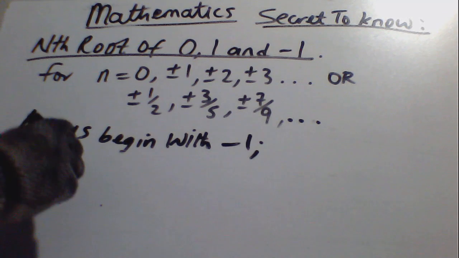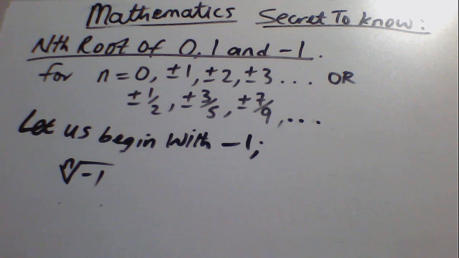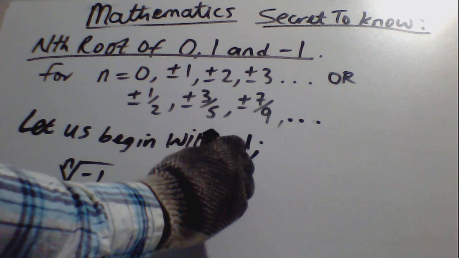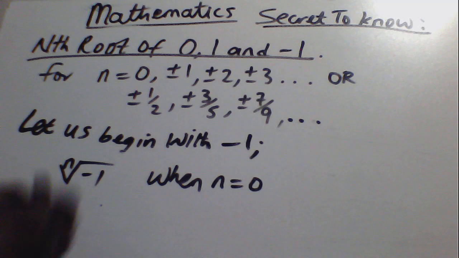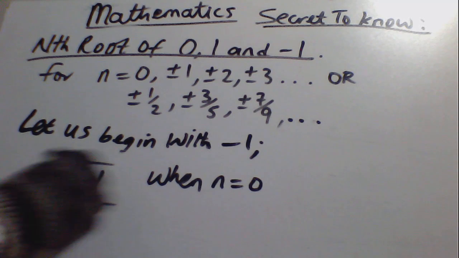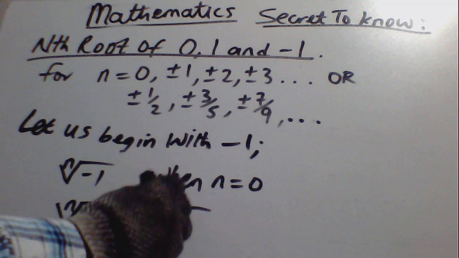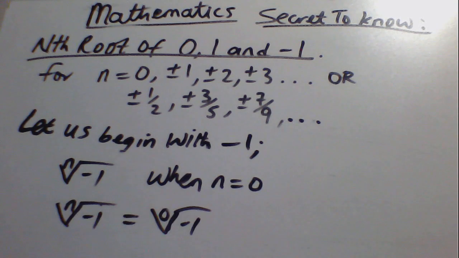So we have a root here. An nth root of minus 1. Is it not? An nth root of minus 1 when n is equal to 0. This begins with 0. So we have an nth root of minus 1 will give us the 0th root of minus 1.